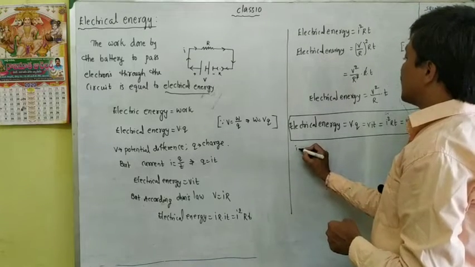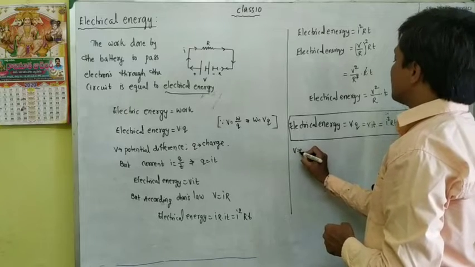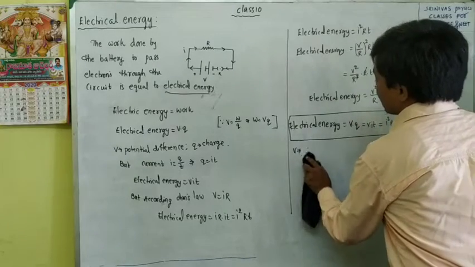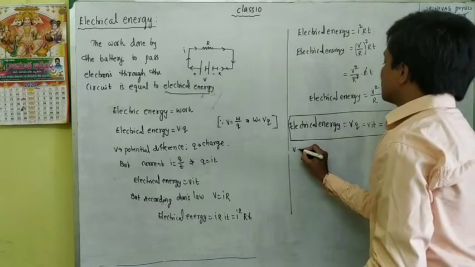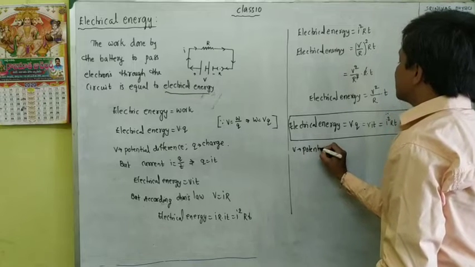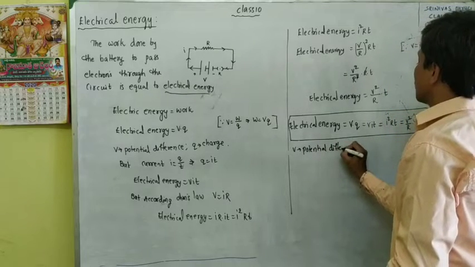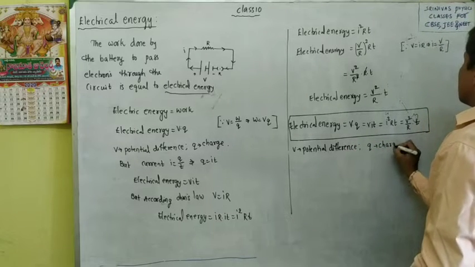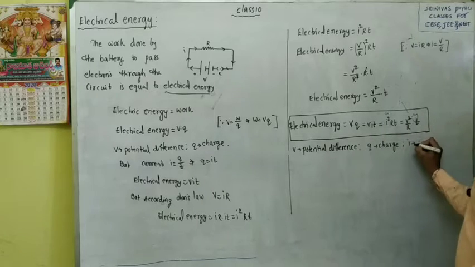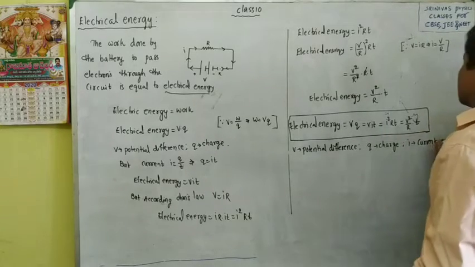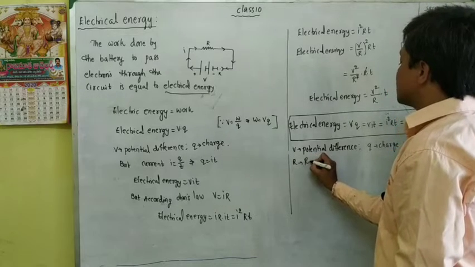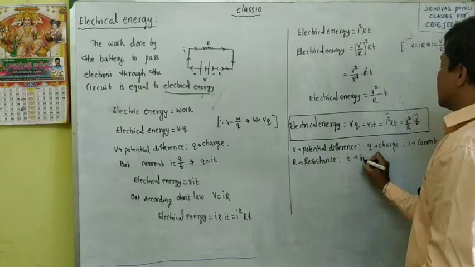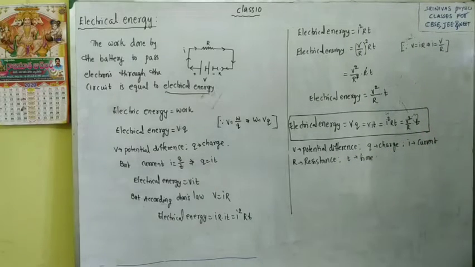In this, what is I? What is V? Potential difference. We already know this one. What is Q? Charge. What is I? Current. What is R? Resistance. R is the resistance. What is T? Time. T is the time. This is the electrical energy.